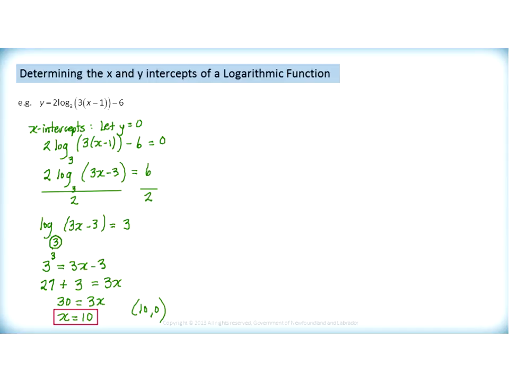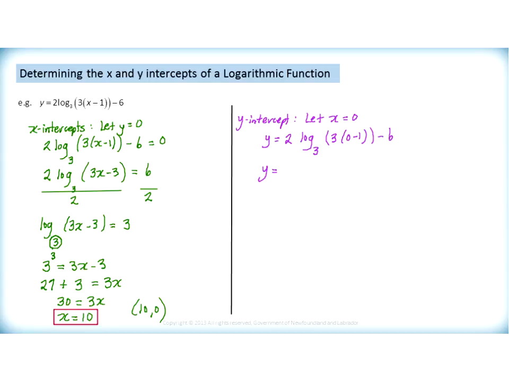As well, we have to algebraically be able to determine the y-intercept. So if we are looking for the value of the y-intercept, we have to let x equal 0. Let x equal 0 and solve for y. So then we would have y equals 2 multiplied by the log of 3 times 0 minus 1 to base 3, minus 6. So we have y equals 2 times the log of (0 minus 1 is a negative 1) times 3 is a negative 3, to base 3.